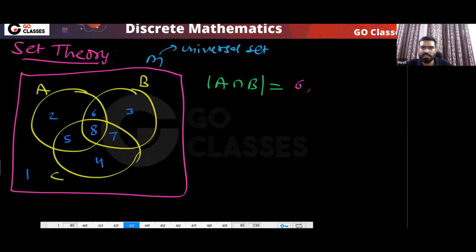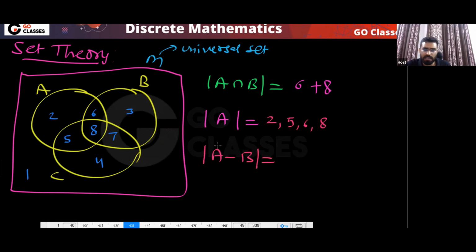Areas 6 and 8 will be counted. I can say this is 6 plus 8. The number of elements in A intersection B is the number of elements in 6 plus the number of elements in 8. Tell me how much area A will count. That will count 2, 5, 6, 8. How much area will A minus B count? From A, you remove the area of B, meaning only A. That is 2, 5.